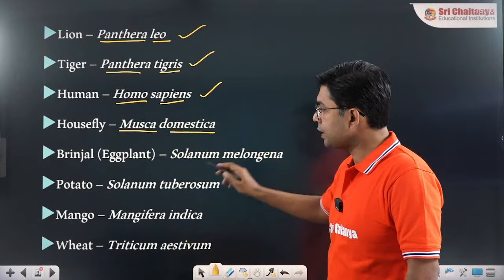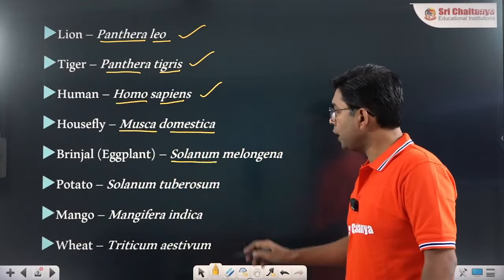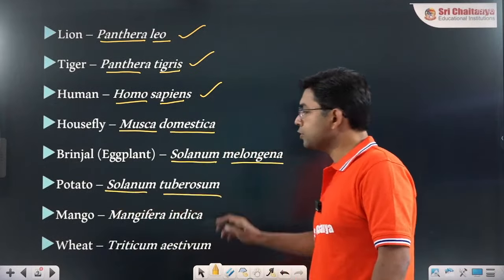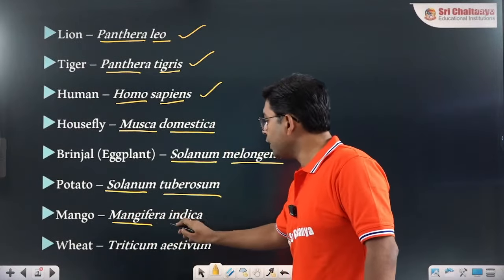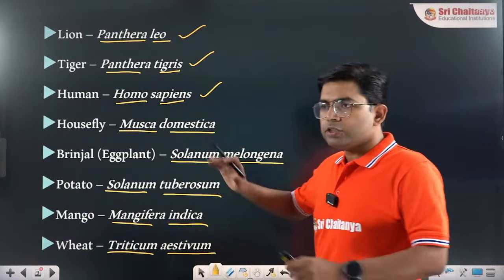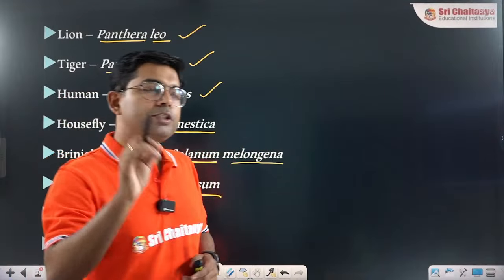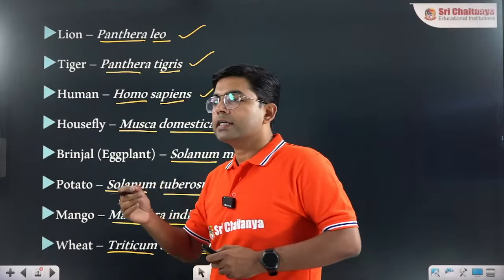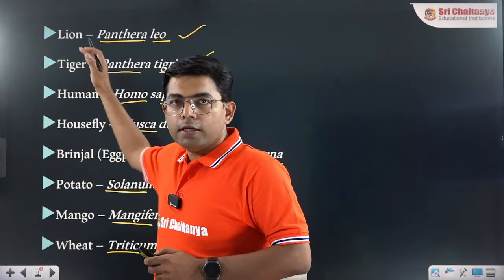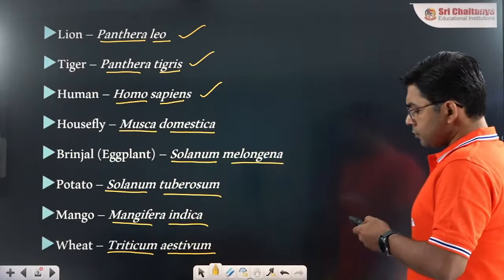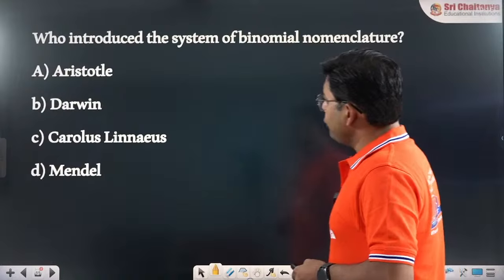Housefly, Musca domestica. Brinjal, Solanum melongena. Potato, Solanum tuberosum. Mango, Mangifera indica. Wheat, Triticum aestivum. So these are some of the names which you should keep in mind. Questions can be in the form of match the following, or which of the following is the correct nomenclature of any other organism.